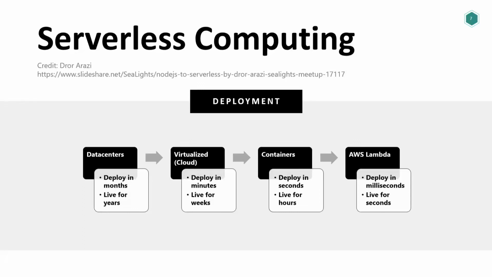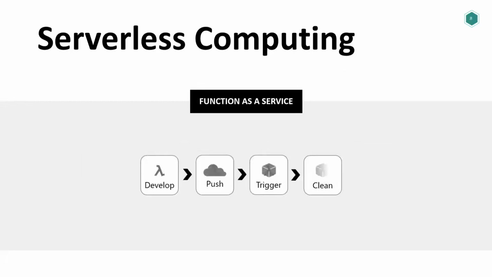But now we have what's called function as a service. It deploys in, seriously, milliseconds. It lives for seconds, and then nothing is left. We can see the life cycle here. You actually develop a function, code, as any other function. You push it into a specific place in the cloud. Then something triggers it. We will talk about the triggers a bit later. And then it's cleaned. No traces of what happened, of the parameters, of the results of calculation, nothing. Everything is clean. Very short-lived.